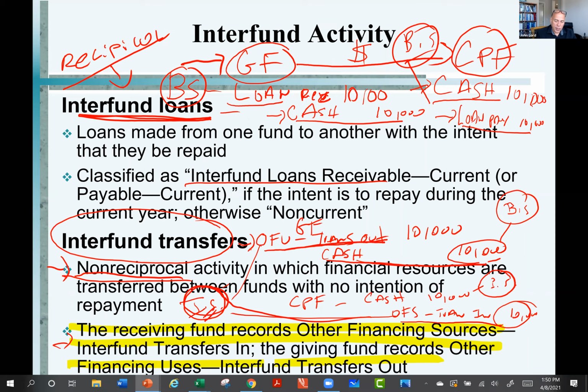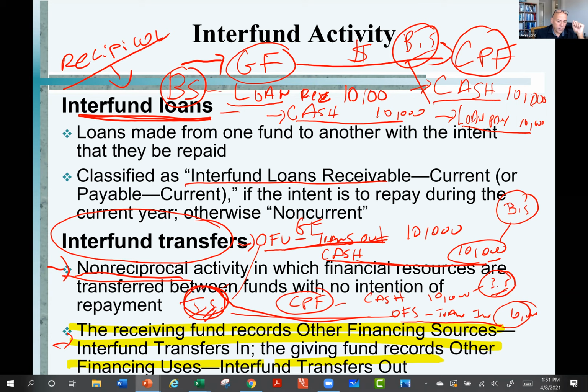Now the capital project fund is the receiving fund. It will debit cash for $10,000. Cash is reported on the balance sheet. And on the income statement, there will be a credit to other financing sources, transfer in. So on the bottom part of the capital project fund's statement of revenues, expenditures, and change in fund balance, they will show an other financing source, transfer in, as that money comes in. There are only two other financing sources: transfer in and long-term debt proceeds, right?